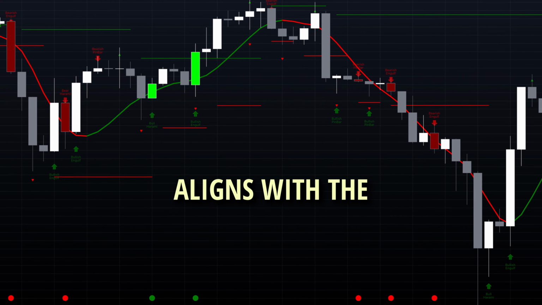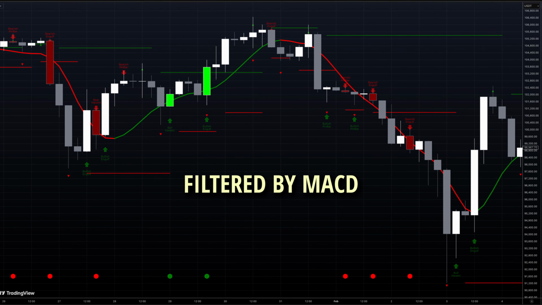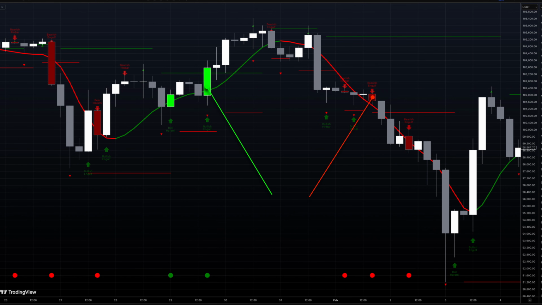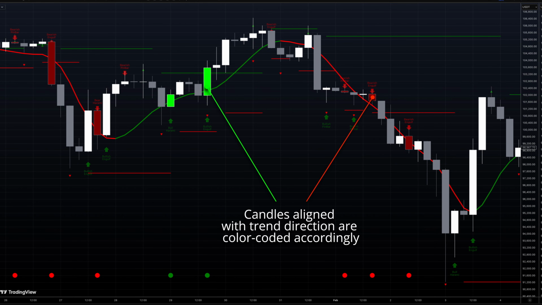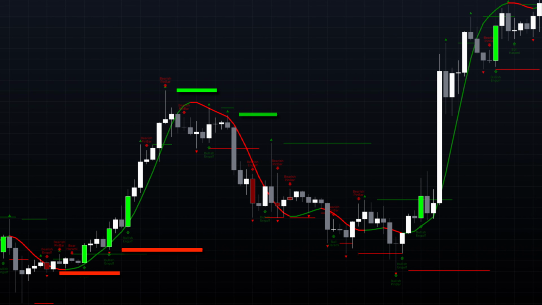When a pattern aligns with the established trend direction, as determined by the moving average and optionally filtered by MACD, the candle is highlighted with red, bearish, or green, bullish color. The system also plots fractal levels to identify key support and resistance points, with breaks of these levels considered strong trend confirmation signals.